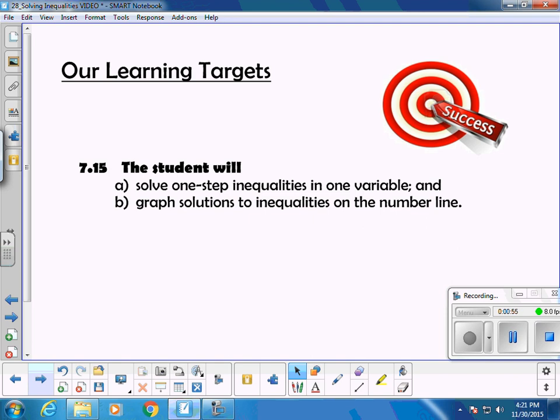All right, our learning target hasn't changed. We're still learning to solve one-step inequalities with one variable and learning how to graph the solutions to those inequalities on a number line. When they say one step, remember that one step just means one operation.